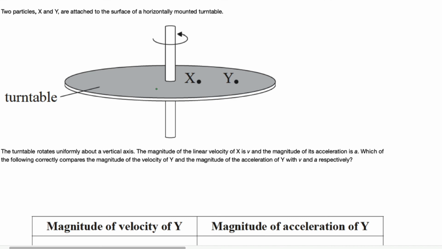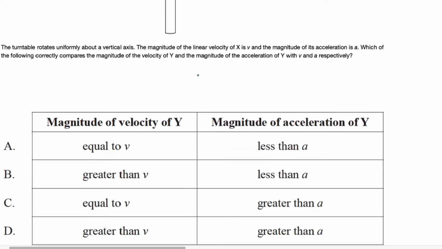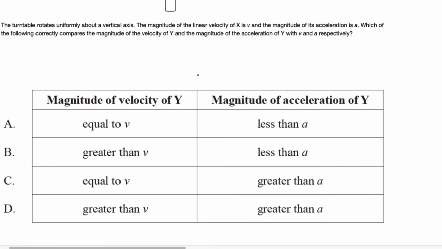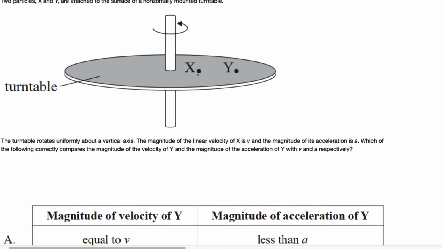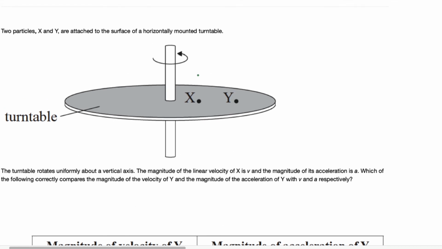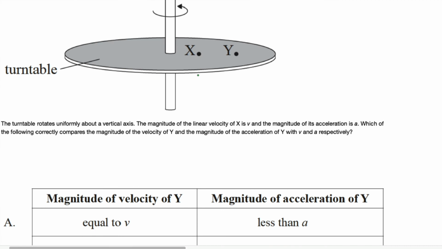Two particles X and Y are attached to the surface of a horizontally mounted turntable. The turntable rotates uniformly about a vertical axis. The magnitude of the linear velocity of X is v, and the magnitude of its acceleration is a. Which of the following correctly compares the magnitude of velocity of Y and the magnitude of acceleration of Y with v and a respectively? So for X, it has a velocity v and centripetal acceleration of a.